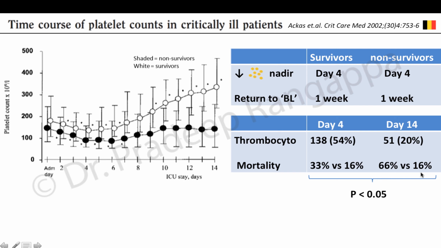So basically, this study also endorses the viewpoint that thrombocytopenia is bad, and thrombocytopenia typically occurs after day 4. It is an important and independent marker of mortality. Okay. So, what are the mechanisms of thrombocytopenia in the ICU?